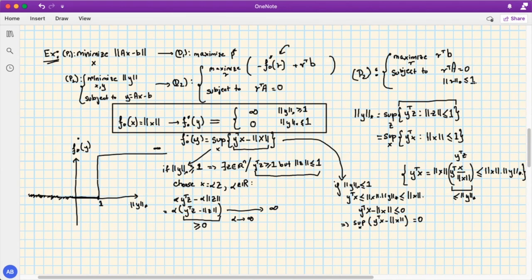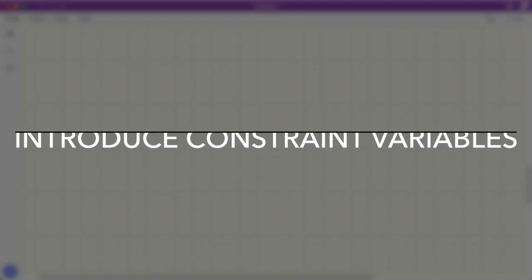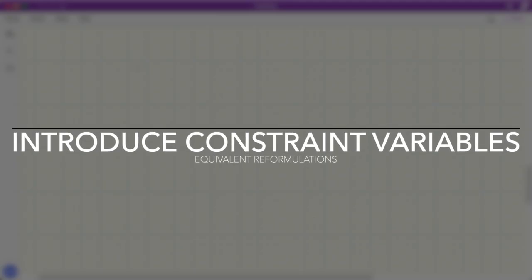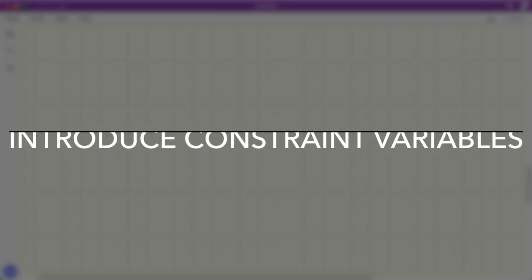And that's it. So moral of the story, d2 is different than d1. Okay? Now we can also introduce new variables not only on the cost function but also on the constraints.